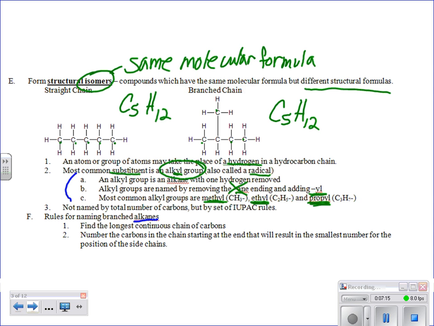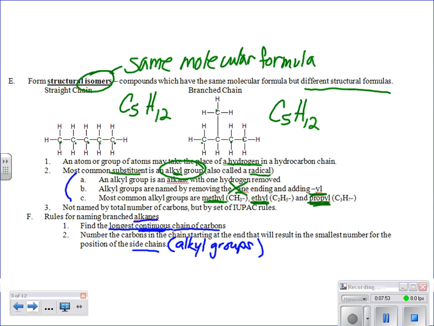You always find, and this is huge, and this is going to be for alkanes, alkenes, alkynes, you always find your longest continuous chain of carbons. It's got to be a continuous chain. If you were to put your finger on that chain and not pick it up, you would hit every one. And you're going to then number your carbons in the chain starting at the end that will result in the smallest number for the position of the side chains. And those side chains would be examples like your alkyl groups. It could be some other things as well, which we'll see here shortly.